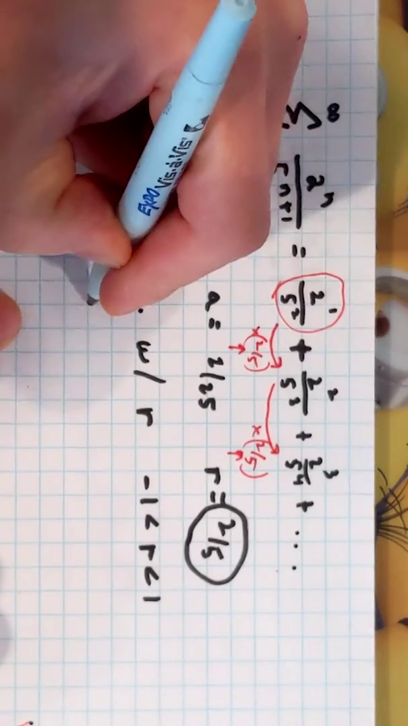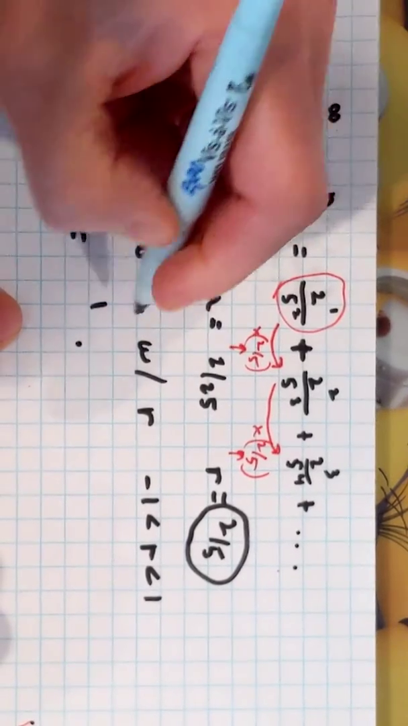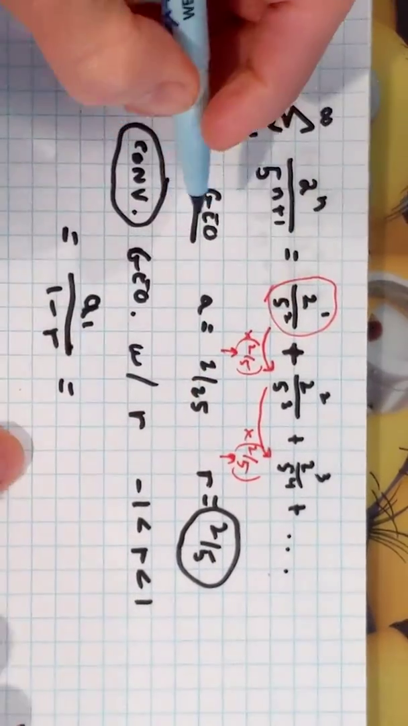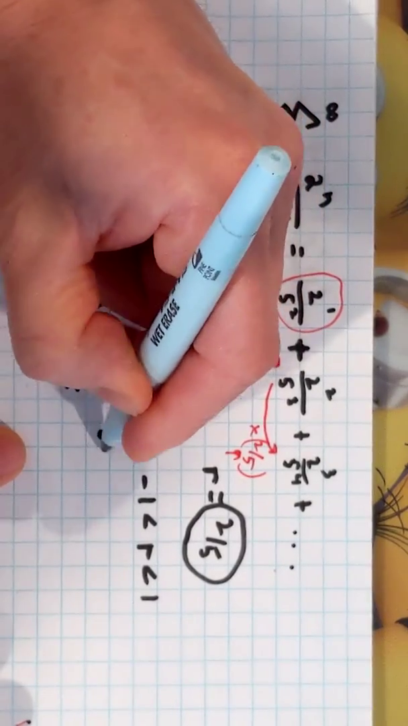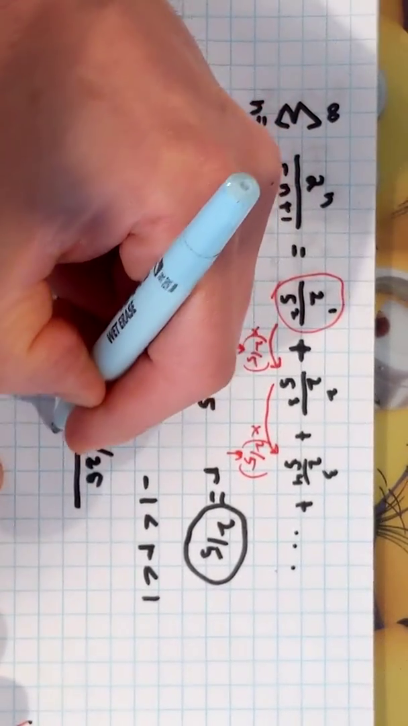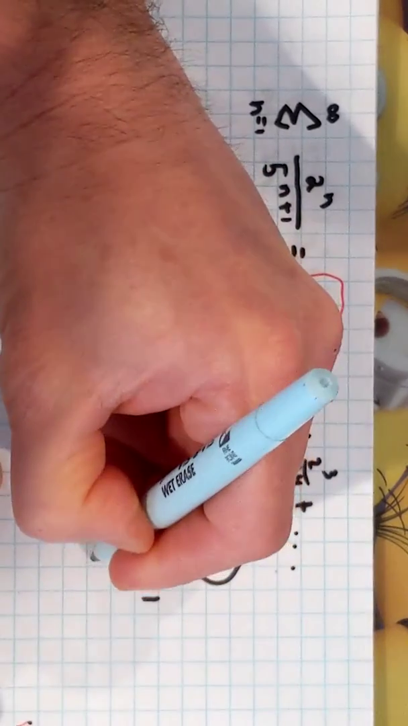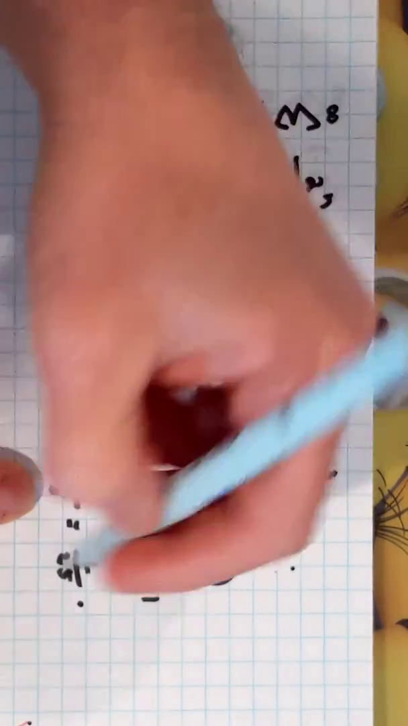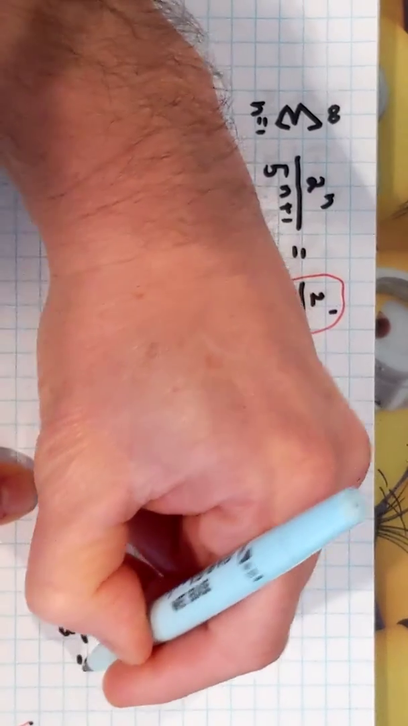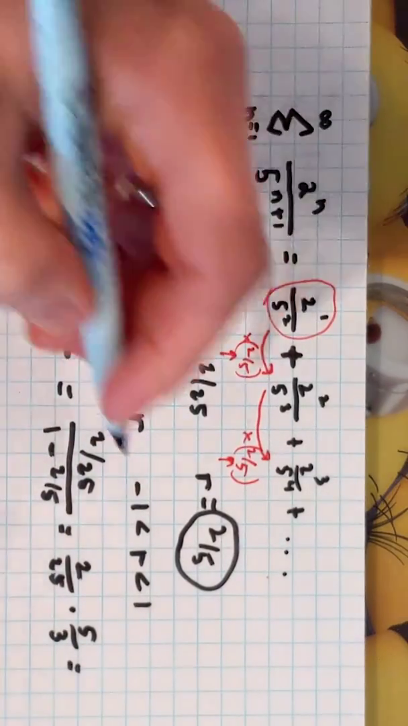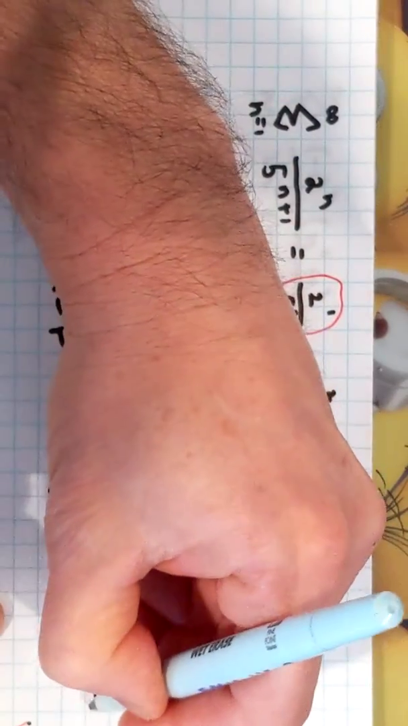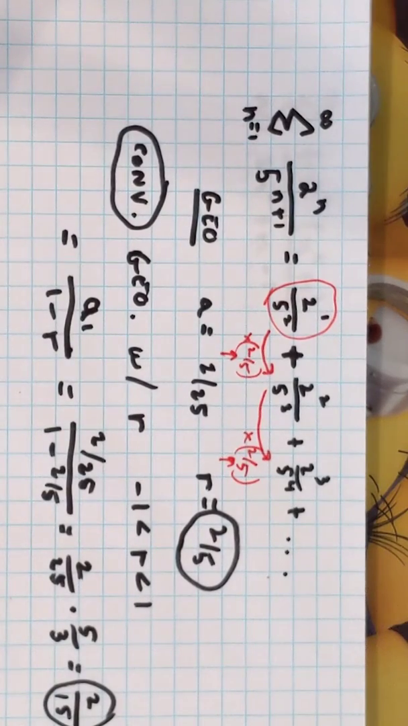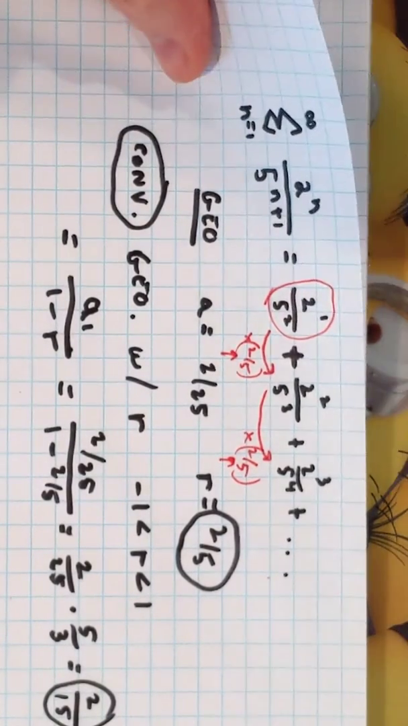It converges to a sub 1 over 1 minus r, which in this case is 2 over 25 divided by 1 minus 2/5. So 2 over 25 times 1 over 3/5. Flip it over, 5/3, reduces to, I believe, and I could be lying, 2 over 15. So not only do I know it converges, I know it converges to the value of 2 over 15. That's example number 2.